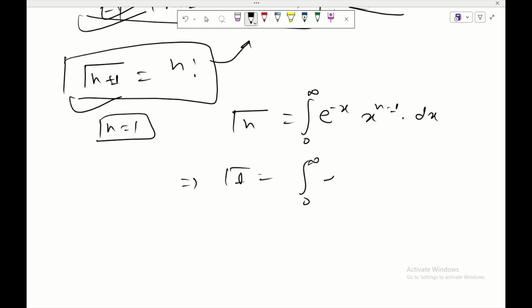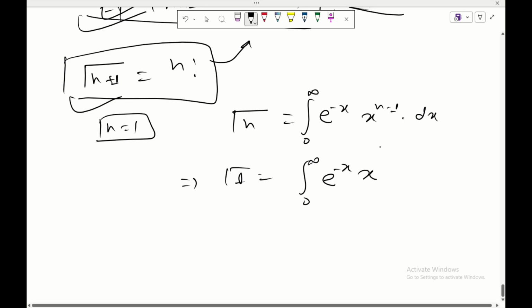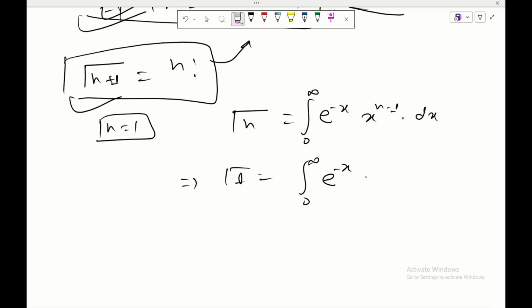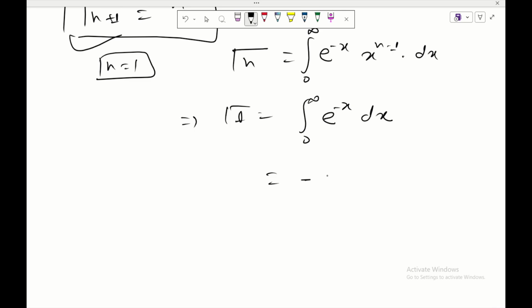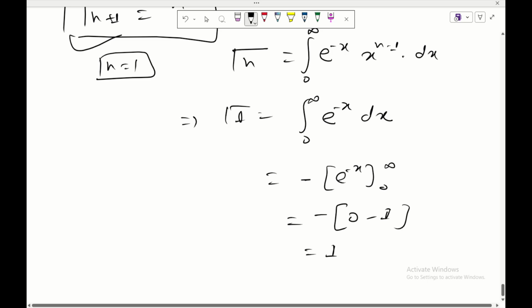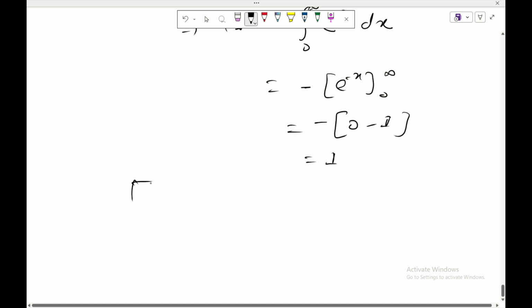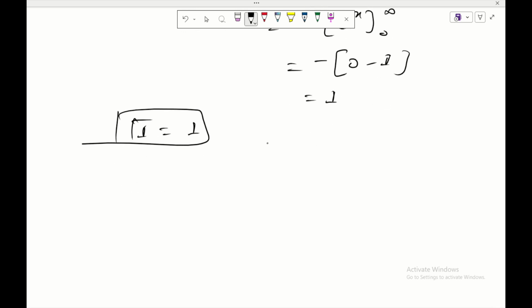Integral 0 to infinity e to the power minus x, x to the power 1 minus 1, that is x to the power 0, and simply remove it because it will be 1. Now dx. After integrating this function, what will we get? Minus e to the power minus x, from 0 to infinity, and this value becomes minus infinity, that is 0, 0 minus minus 1. Okay, so what will we get? 1. So we can say that gamma 1 equals 1. Suppose this is equation 1.